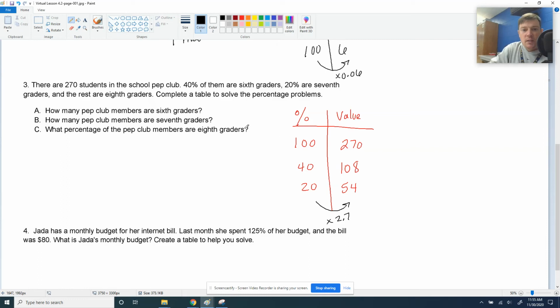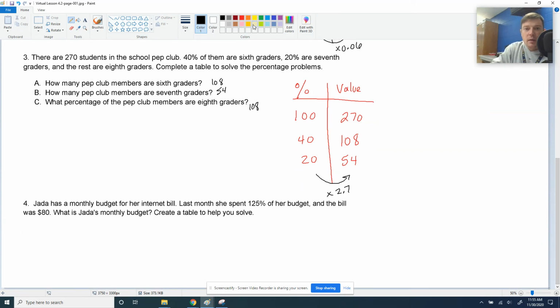So how many are in the 6th grade? That was 108. How many are in the 7th grade? 54. And then we have another 108 that are 8th graders. If you add all three of those numbers up, guess what? It will be 270. So it works. Let's go to the very last problem and let's knock this out.